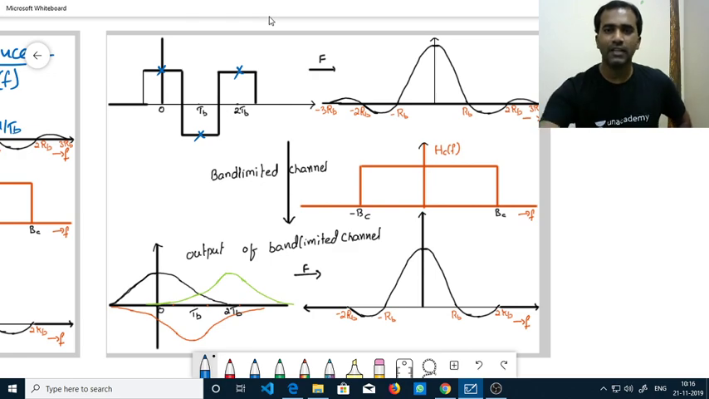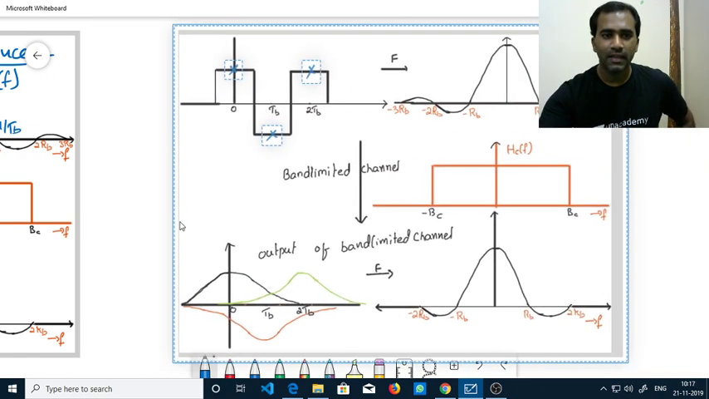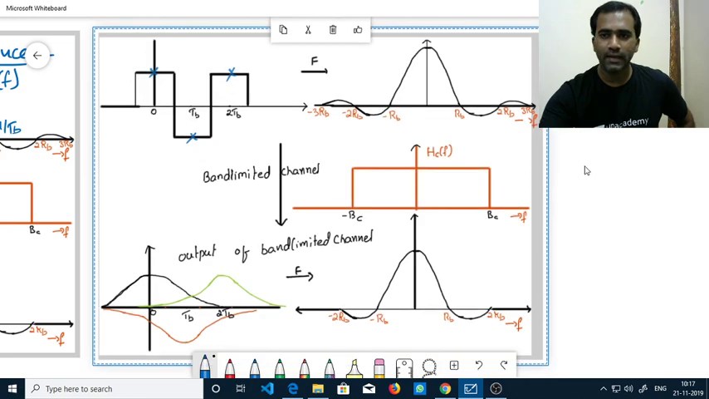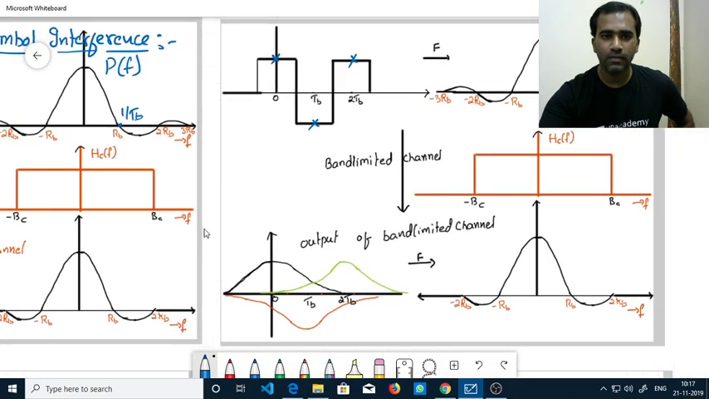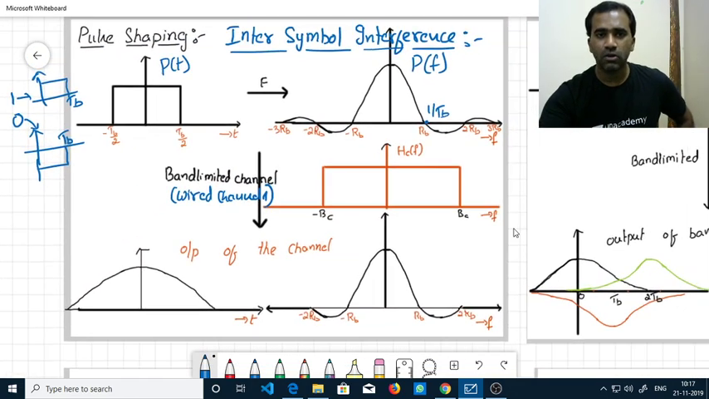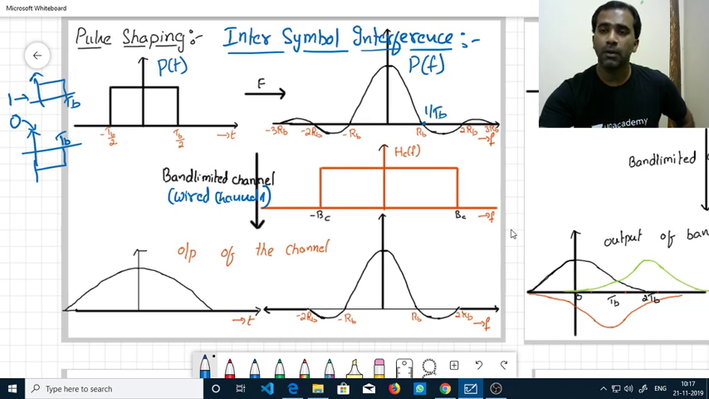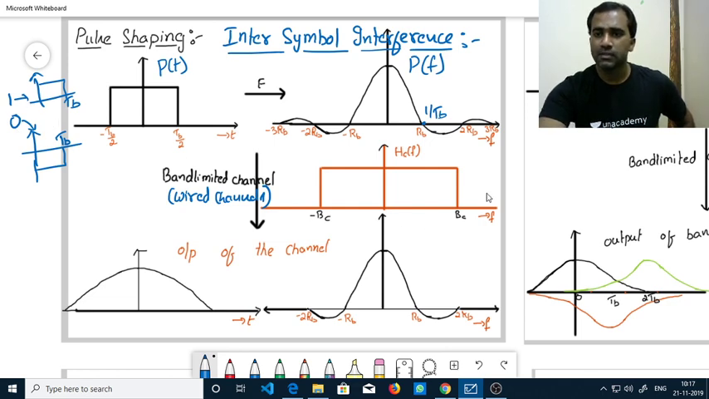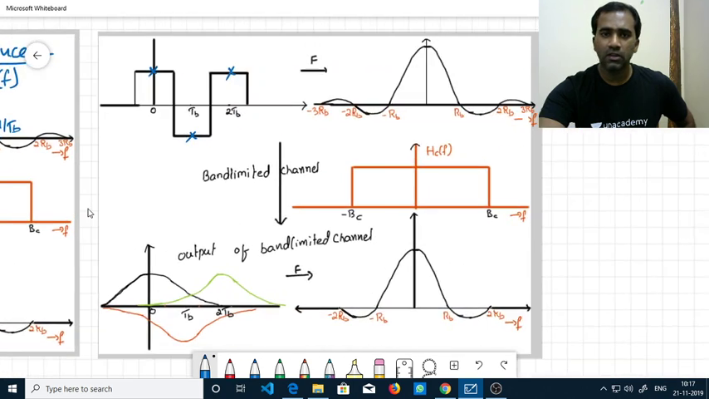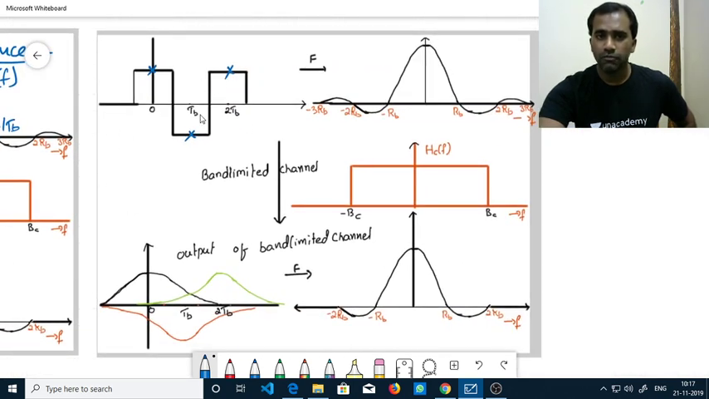Same discussion I am doing, but instead of one rectangle. Previously I talked about a single rectangle. But what we transmit practically is not one rectangle, we send multiple rectangles, a mix of multiple positive and negative rectangles, because we want to send not just one bit, we want to send multiple bits. So the transmitted signal is going to look something like this.